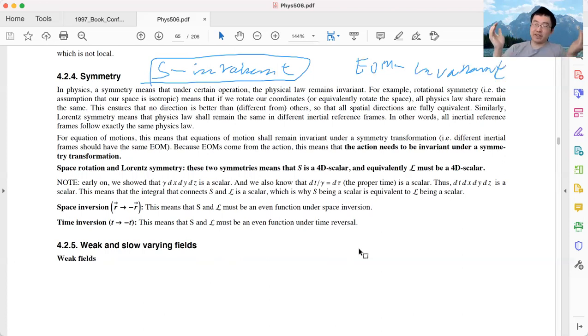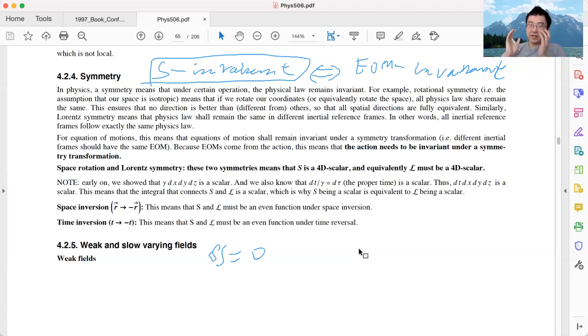Okay? So all the physics laws and the equation of motion should stay invariant. If you rotate the x, y, z coordinates, the equation of motion should stay the same. But the equation of motion comes from the action. The equation of motion comes from the variation of action equals 0. So in other words, saying the equation of motion is invariant under some transformation is equivalent to saying the action is invariant under some transformation.